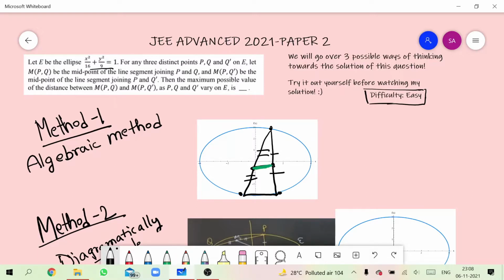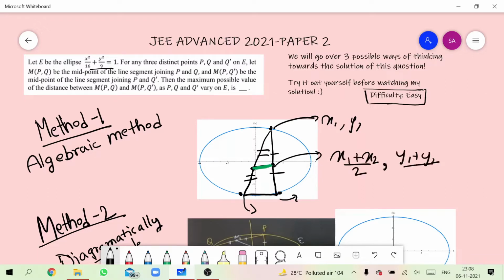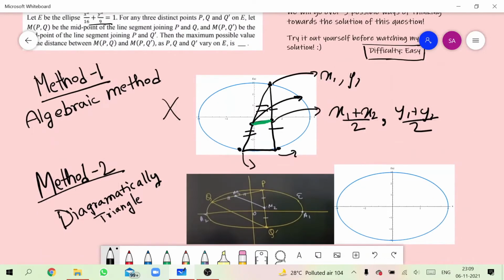To do this, we have three methods. The method 1 is the algebraic method. We can simply assume these 3 points as x1, y1, x2, y2 and x3, y3. We can calculate this distance as x1 plus x2 by 2, comma y1 plus y2 by 2. And similarly for this point, and then we can form three sets of equations and solve it. We will get to the answer, but this is a very lengthy method, and the purpose of this exam is to solve using the shortest way possible within the smallest time. Hence, this method is not suitable for our exam.